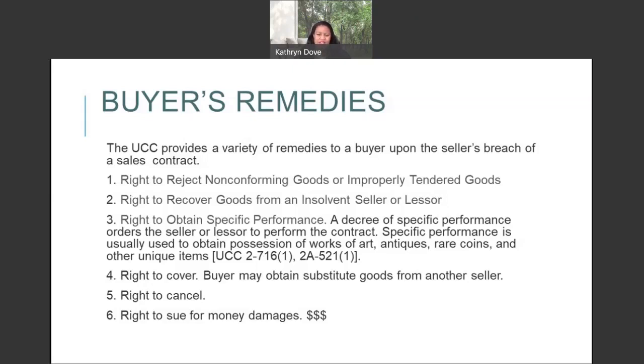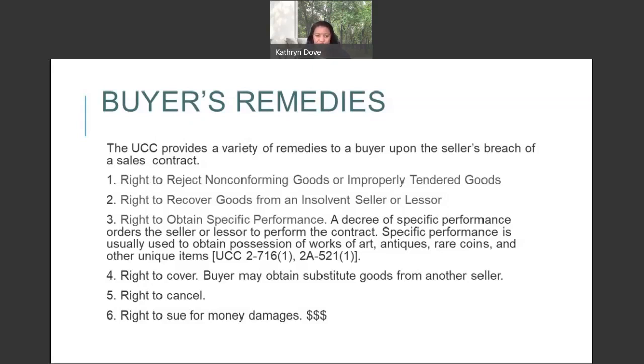What would the buyer do? Send an agent to Paris to look for the shipment of goods? No. An improper tender. Buyer can reject that. The buyer has the right to recover goods from an insolvent seller. Seller files for bankruptcy and is holding the goods that the buyer needs to complete a project. Buyer has the right to recover the goods.